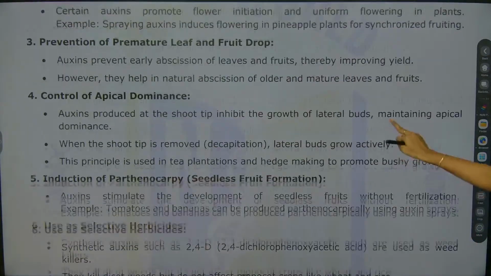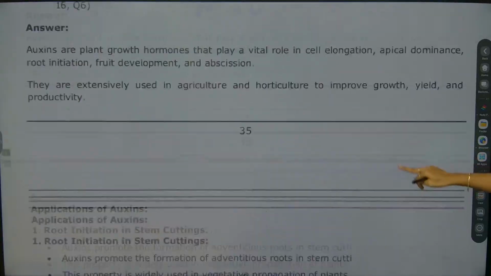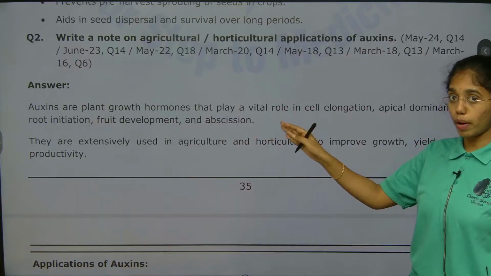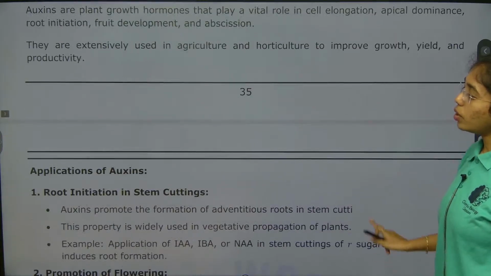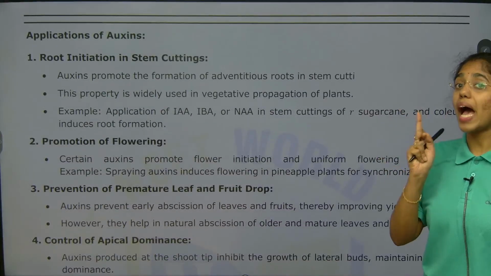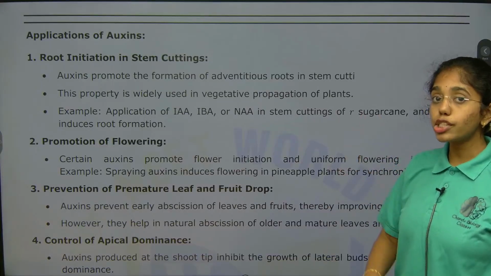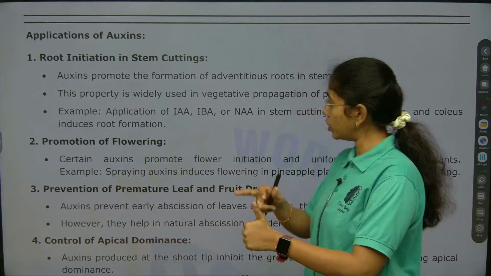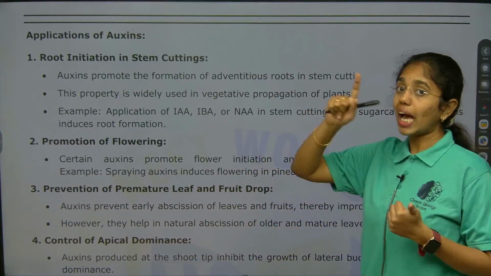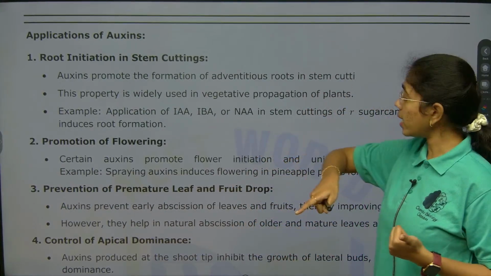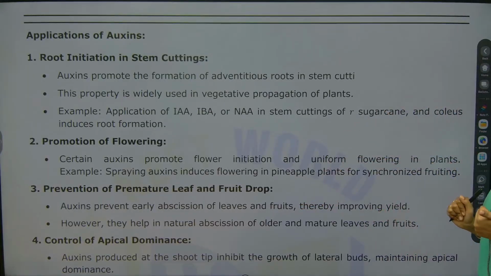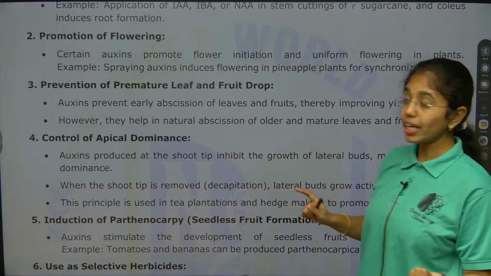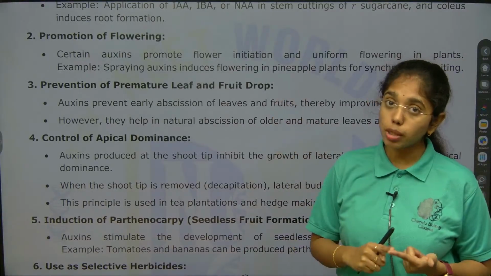First thing I tell you is, you have to mention that auxins are growth promoting hormones, and then start giving the applications. What are the major points you have to remember? First is root initiation in stem cuttings. Which auxins are we using? IAA, IBA and NAA, on plants like sugarcane and coleus. Second is promotion of flowering. The example you have to remember is pineapple.